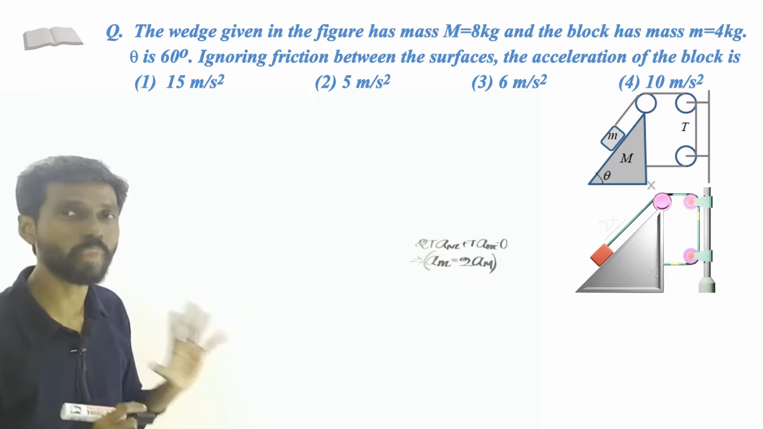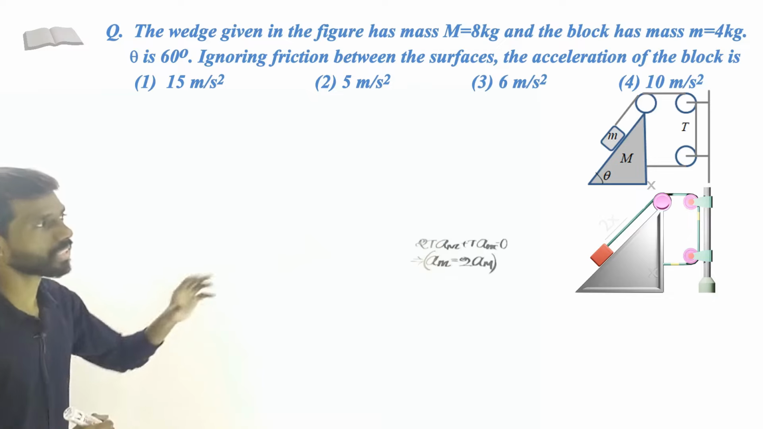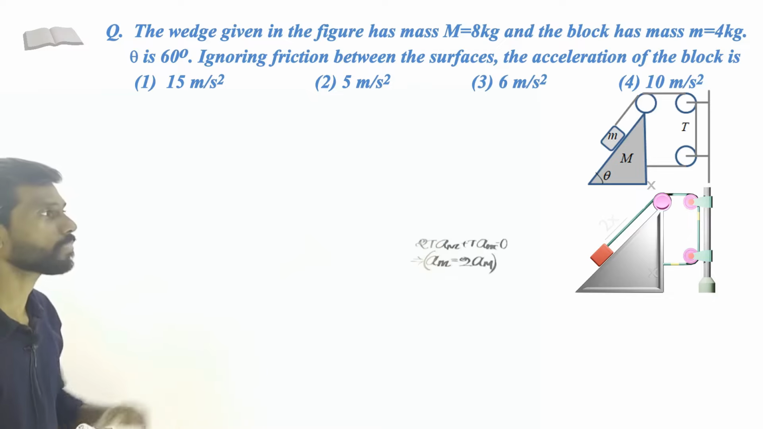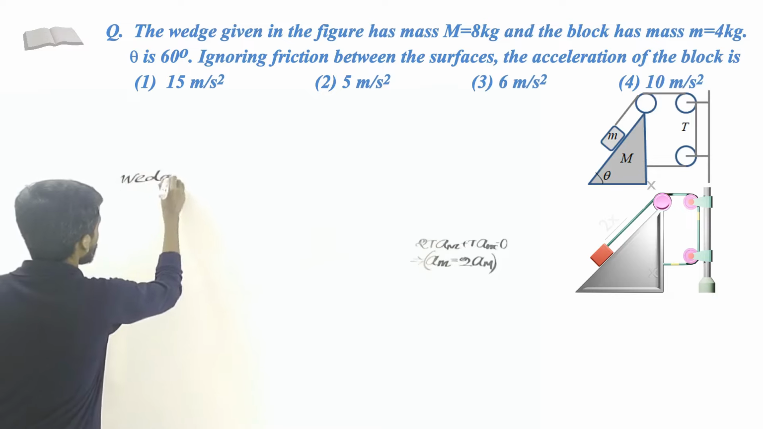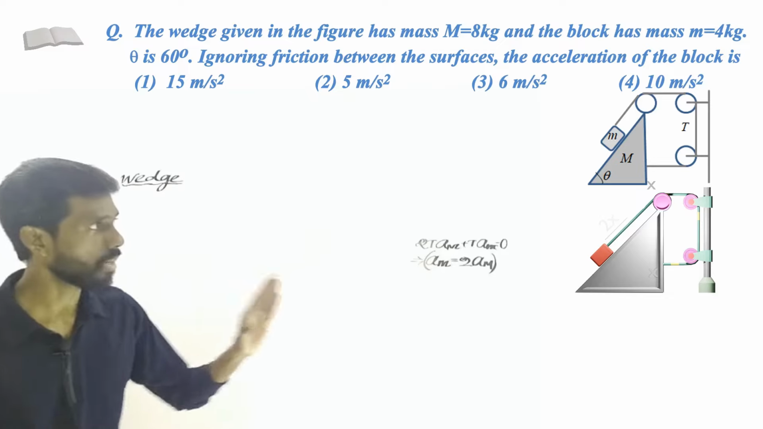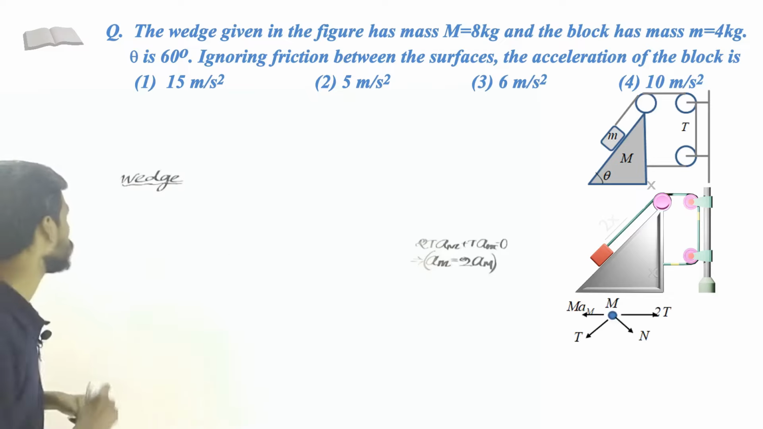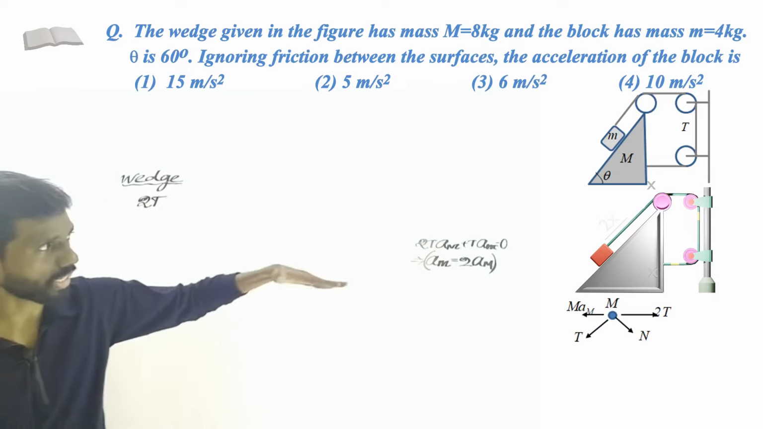Now let us do it one by one. First of all, we got this relation. Now let us consider all the forces acting on that wedge. What are the forces acting on the wedge? T plus T, 2T. Two strings are connected, T plus T.